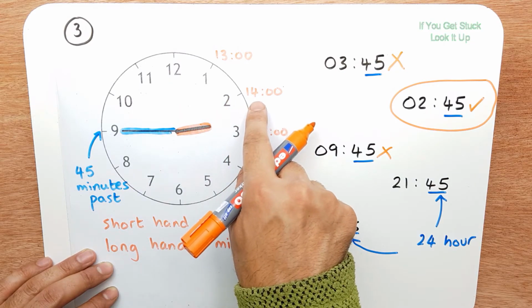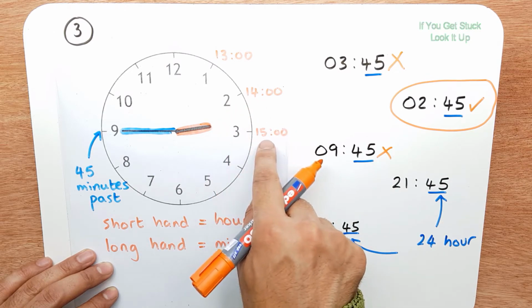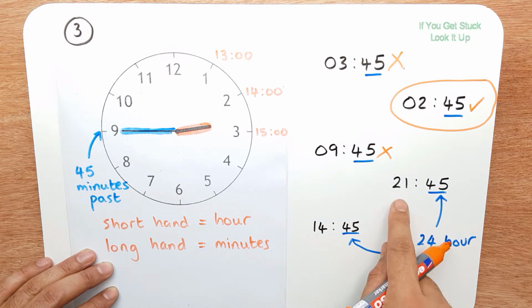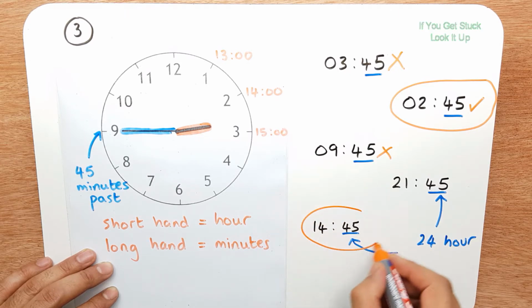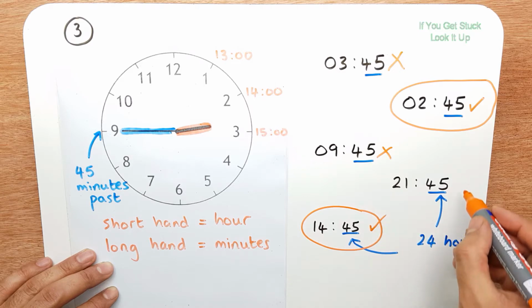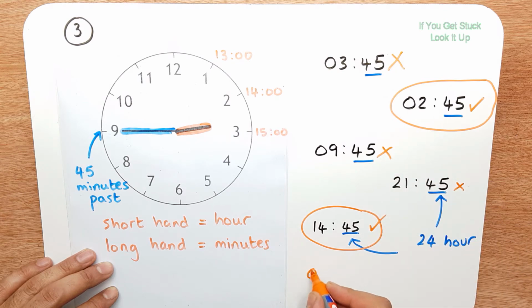Now we're interested in this time. It's 14. So we know it's past 14, but not quite 15. So we're not interested in this. We're interested in this one. It's 14:45. We're not interested in this one. So our 2 times are 2:45 in the morning and 14:45 in the afternoon.